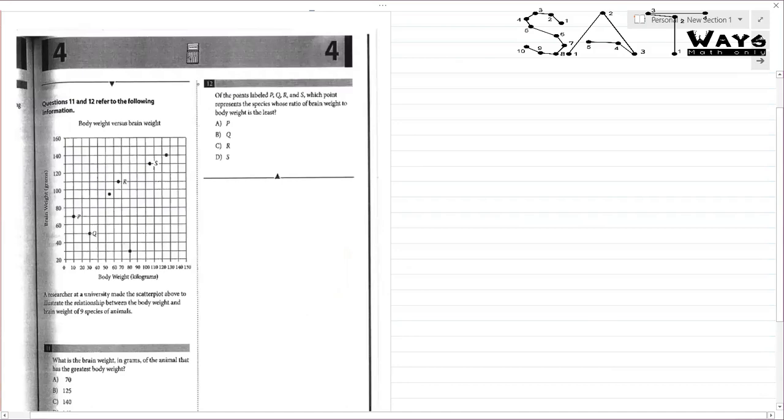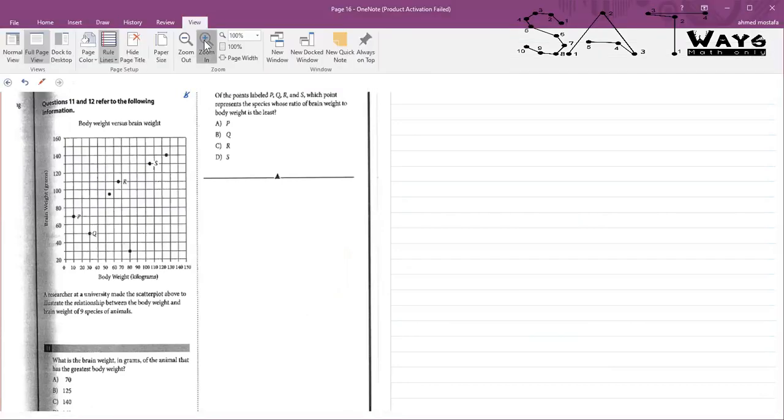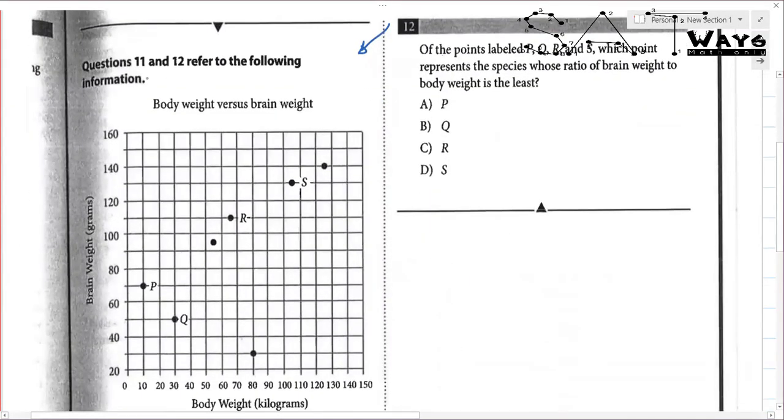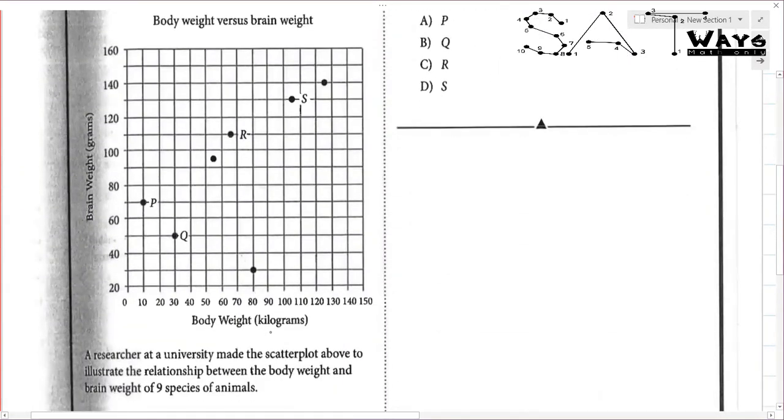Question number 12 related to this question. So let's first read the head. Here it is saying body weight versus brain weight. Brain weight in grams, body weight in kilograms. A researcher at a university made the scatter plot above to illustrate the relationship between the body weight and the brain weight of 9 species of animals.